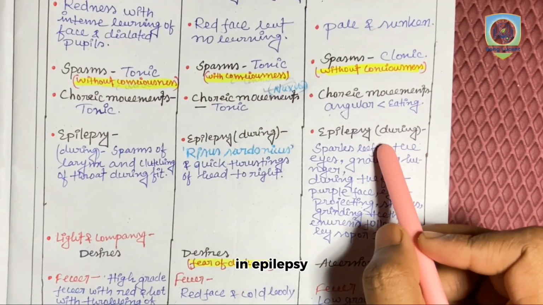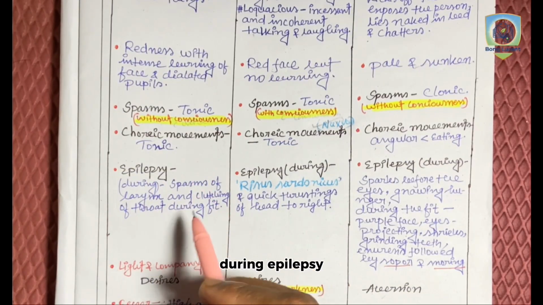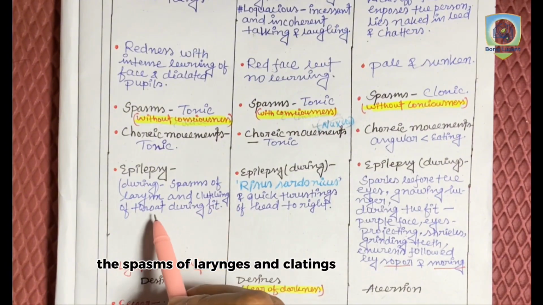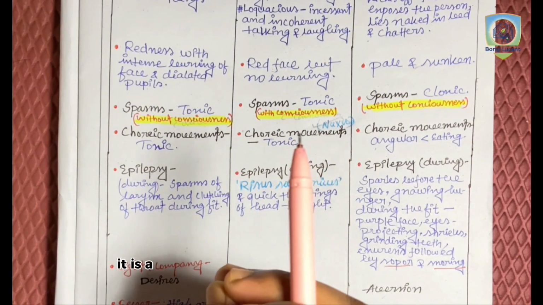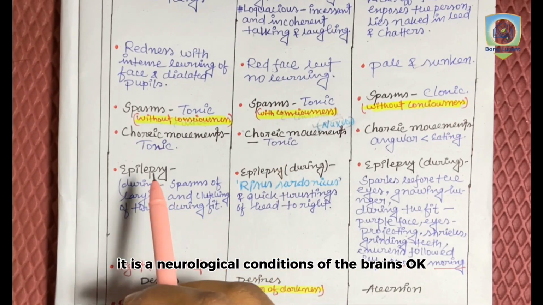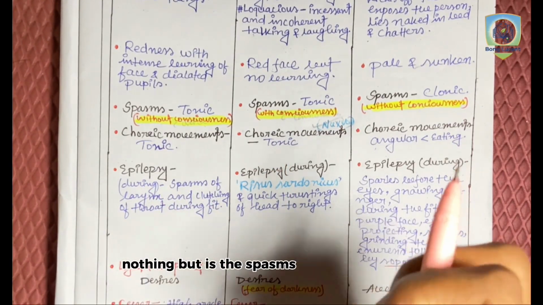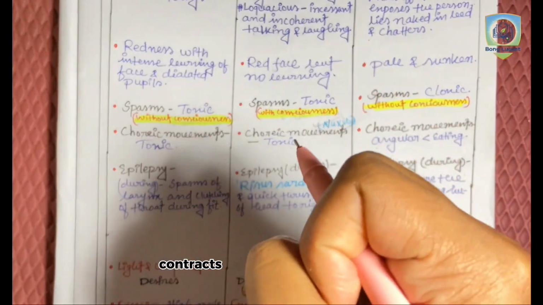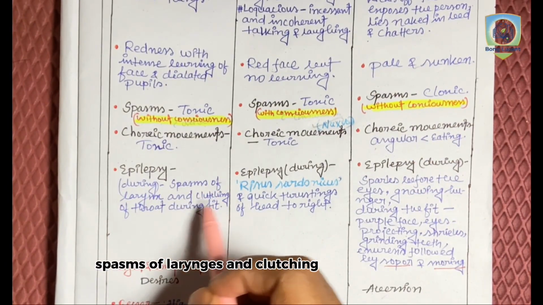Actually, what is epilepsy? Epilepsy is a neurological condition of the brain. During epilepsy, one important feature is convulsion. Convulsion is nothing but the spasms and contractions of the muscles. So in epilepsy, in belladonna, you can see spasms of larynx and clutching of throat during fit.